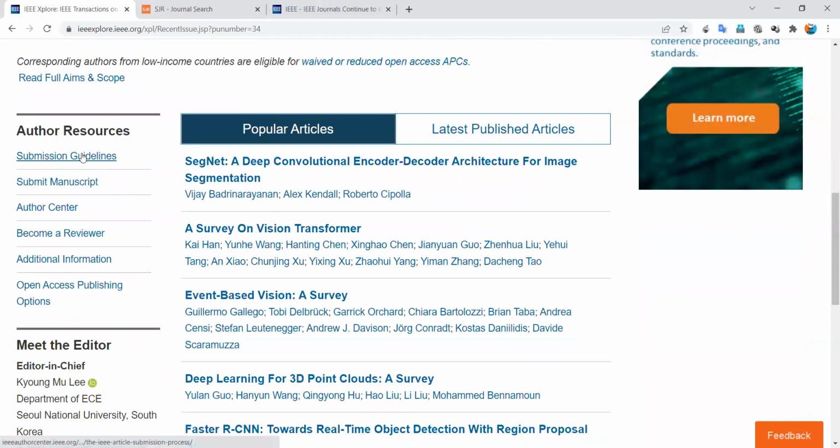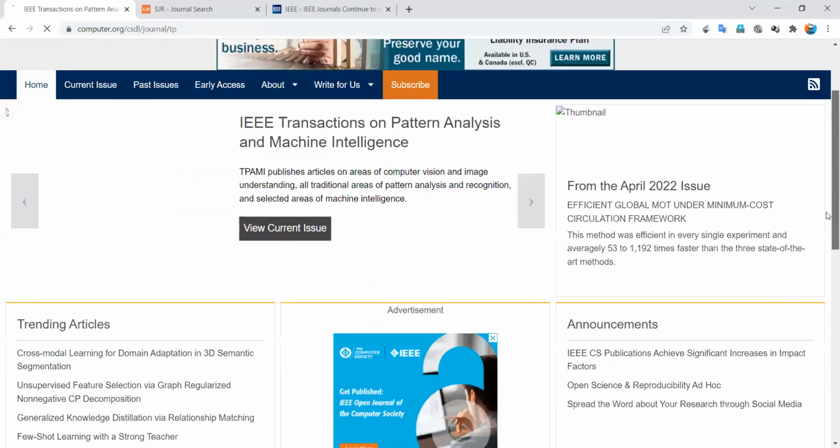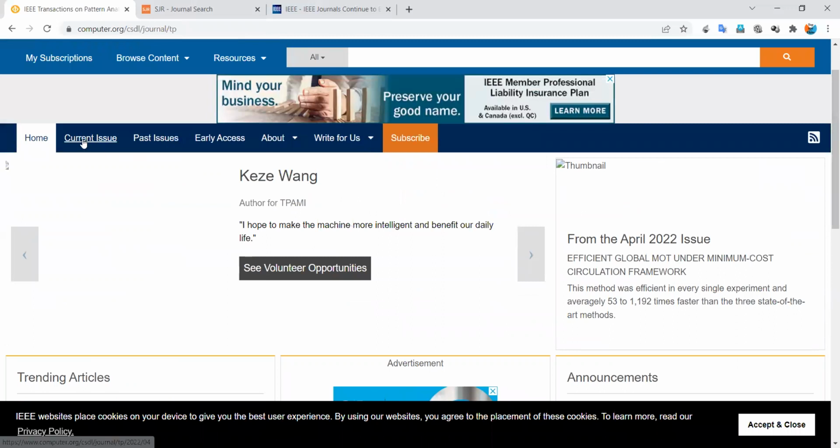Coming down here are the author's resources. So if you want to know what the submission guidelines are, what should be the format, length, the flag and all the details, then you can go here. And submitting manuscript means to submit your manuscript, all the details are available under this hyperlink. Then the author central related details are provided here. Then if you want to become a reviewer, you can submit your request, then additional information is provided. So if you want to see what sort of additional information is provided with respect to this particular journal, you can click, and then here you can see the trending articles, announcements, and other related information. Additionally, the current issue, past issue, early access are provided here.